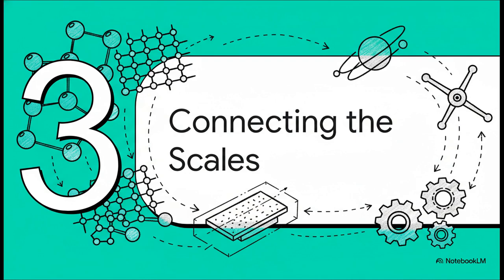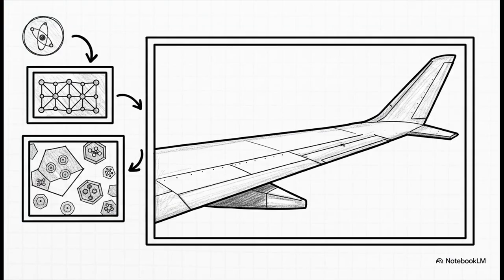But how in the world does this actually work? Well, the secret is a concept called multi-scale modeling, or as I like to think of it, connecting the scales. Here's the key thing to get. A material isn't just one thing. It's a whole hierarchy of things happening at different sizes. The physics that explains how two atoms stick together is totally different from the physics that explains how an entire airplane wing bends. To get the whole picture, you have to simulate all of those different scales.